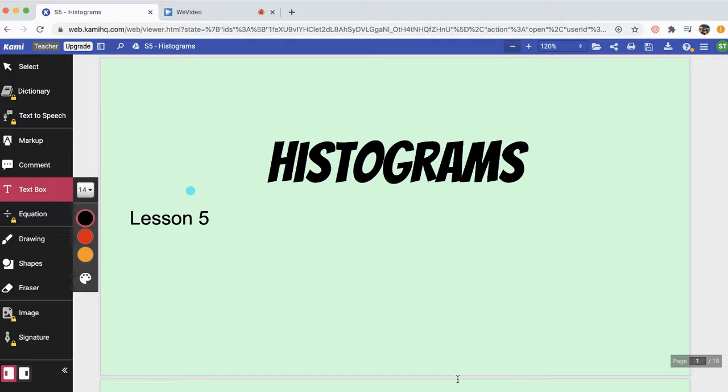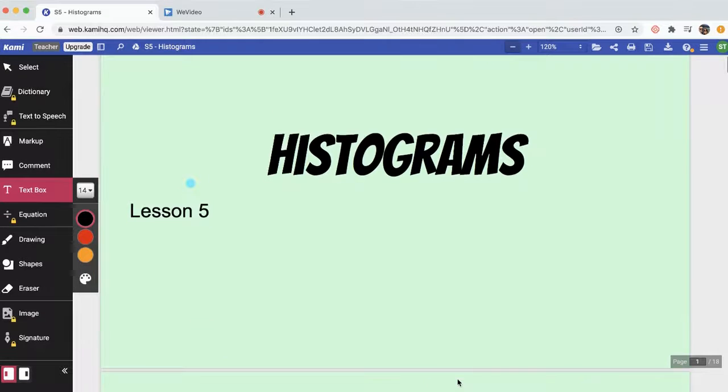And also if we have a large range of data and we don't want to make a number line that goes on and on forever. So histograms are awesome for that because we're going to group data together in what we call an interval.